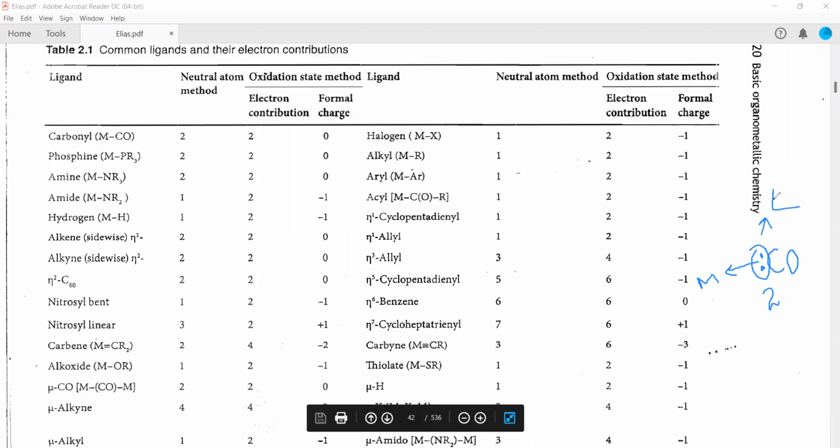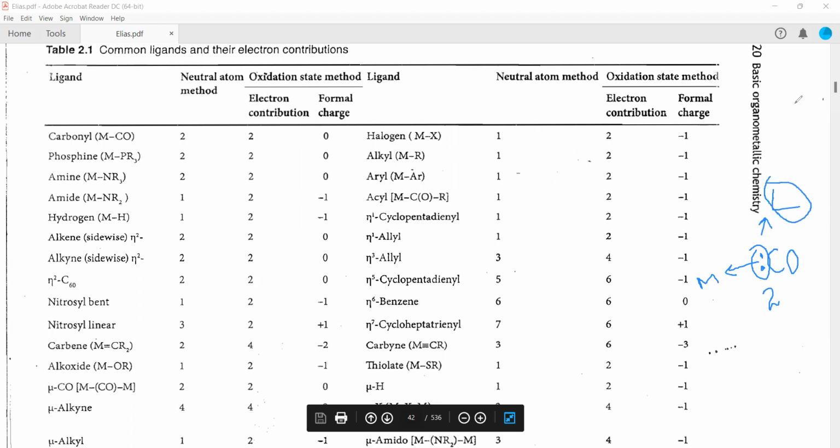L-type ligands are those types of ligands that donate electrons by the lone pair. So L-type ligands always share 2 electrons by both types of metal counting, like neutral atom method 2, and oxidation state electron counting also 2. And the formal charge here is 0. So the ligands with a formal charge of 0 are the L-type ligands.